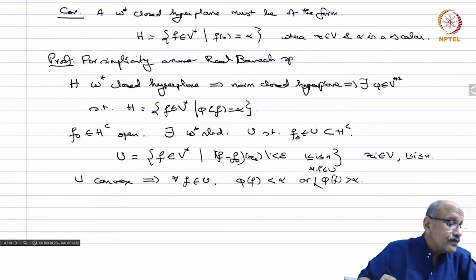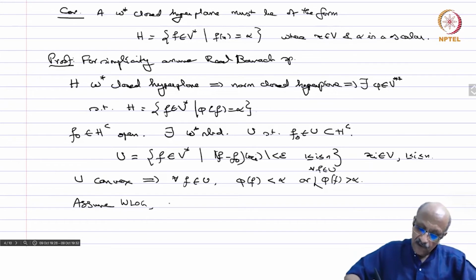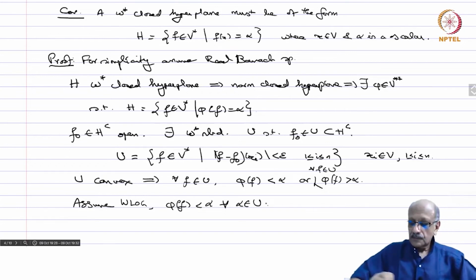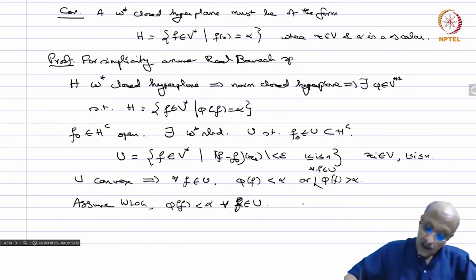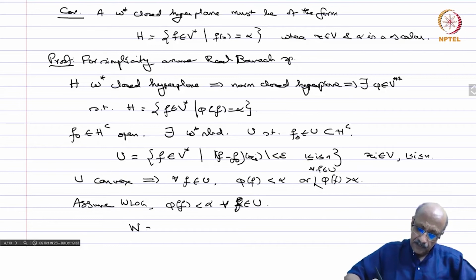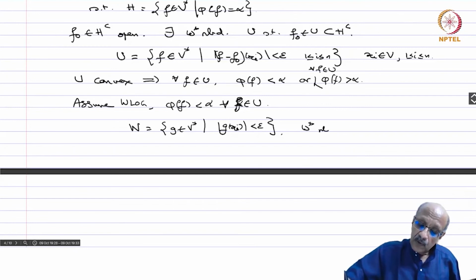So let us assume, without loss of generality, that phi f is less than alpha for every f in U. Okay. Now let us look at W equals the set of all g in V star such that mod g(xi) is less than epsilon. So this is a weak star neighborhood of the origin.